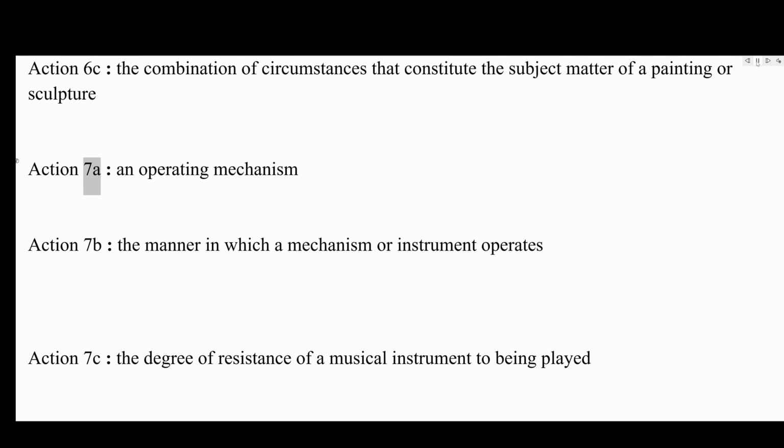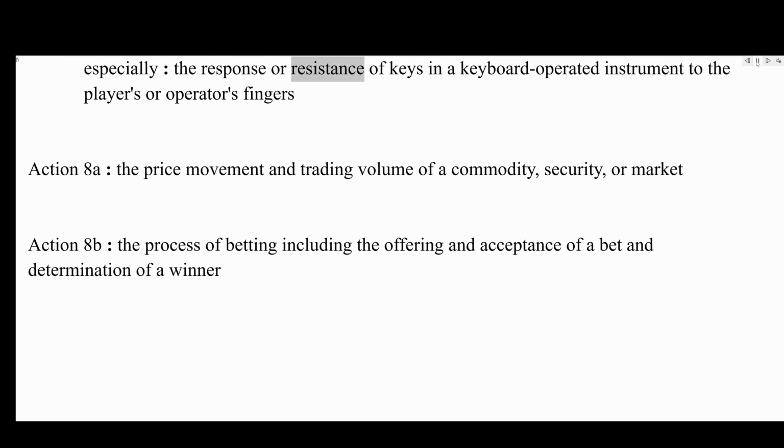Action 7a, an operating mechanism. Action 7b, the manner in which a mechanism or instrument operates. Action 7c, the degree of resistance of a musical instrument to being played. Especially, the response or resistance of keys in a keyboard-operated instrument to the player's or operator's fingers.